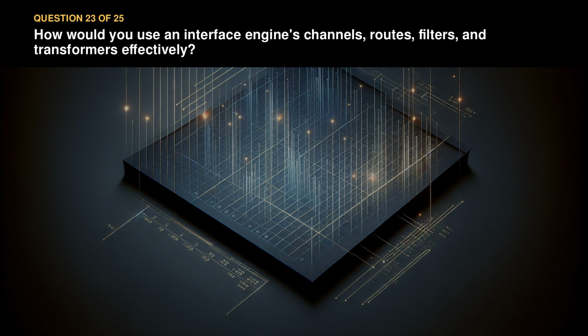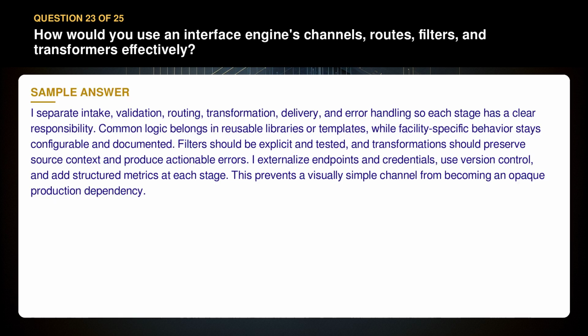Question 23. How would you use an interface engine's channels, routes, filters, and transformers effectively? I separate intake, validation, routing, transformation, delivery, and error handling so each stage has a clear responsibility. Common logic belongs in reusable libraries or templates, while facility-specific behavior stays configurable and documented. Filters should be explicit and tested, and transformations should preserve source context and produce actionable errors. I externalize endpoints and credentials, use version control, and add structured metrics at each stage.